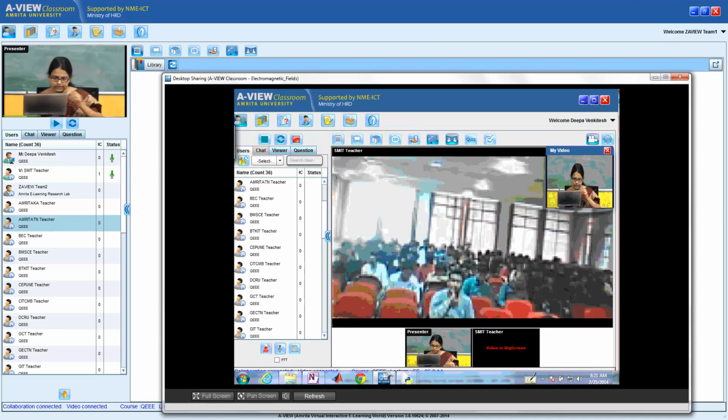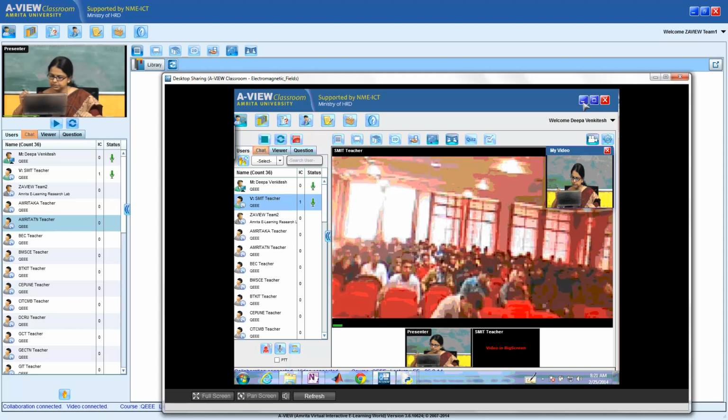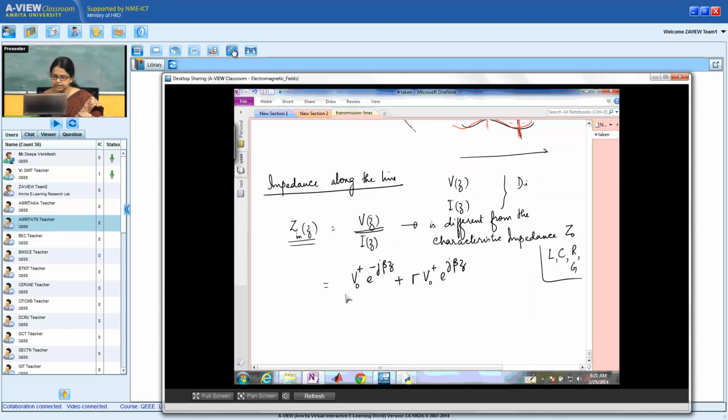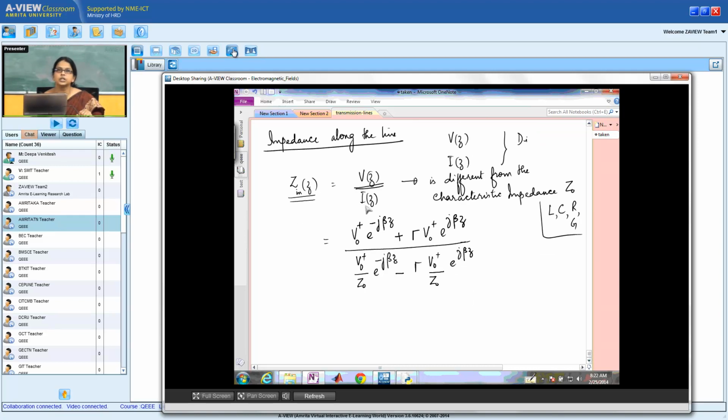This is from V naught plus over Z naught e power minus j beta z minus gamma V naught plus over Z naught e power plus j beta z. This is pulling out the resultant voltage wave and the resultant current wave.